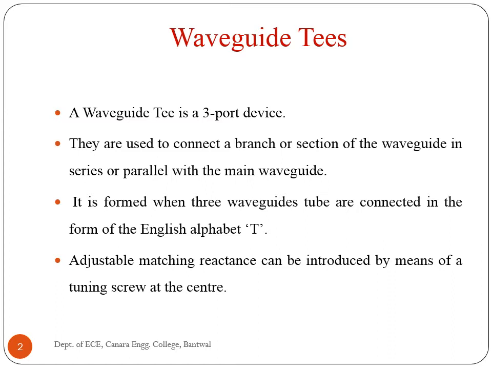Adjustable matching reactance can be introduced by means of a tuning screw at the center. There are a number of different types of waveguide junction that can be used. When selecting a waveguide junction, balances between performance and cost need to be made, and therefore an understanding of the different types of waveguide junction is useful. The major types are E-type T-junction, H-type T-junction, and magic T waveguide junction.